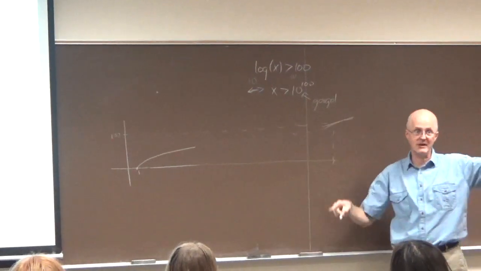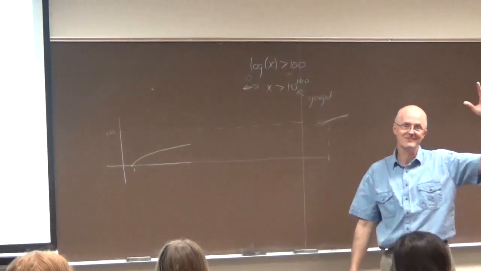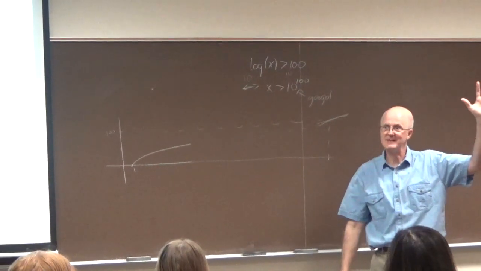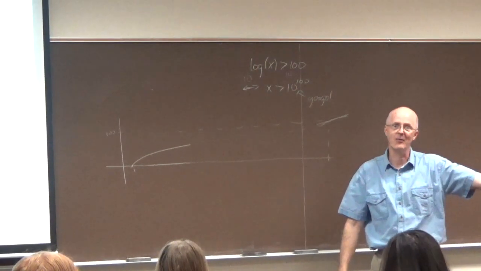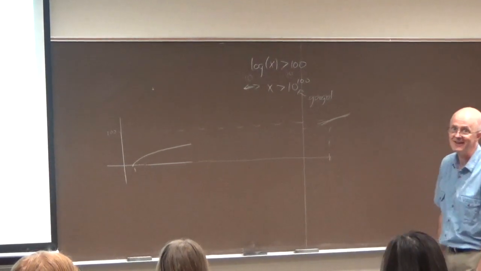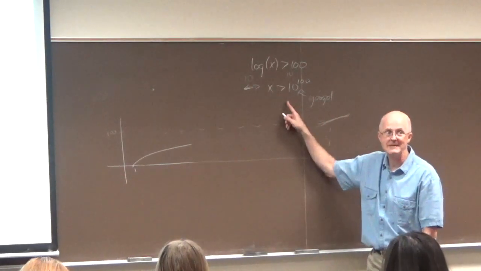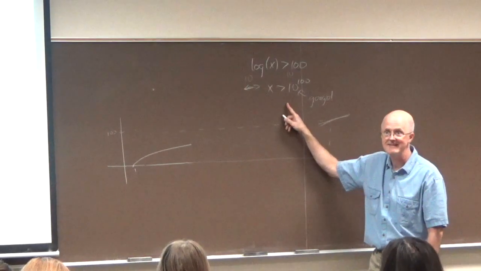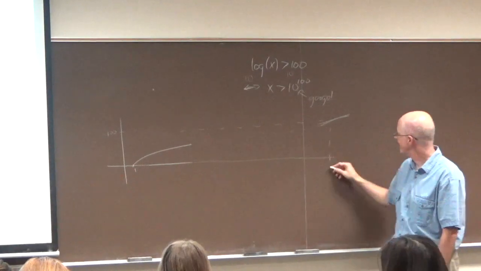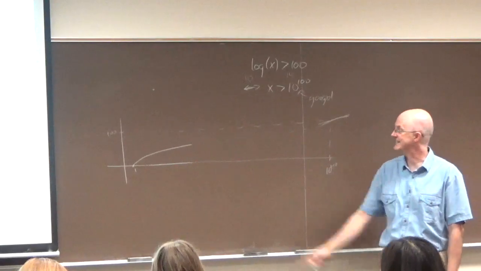Does anybody know the story about how the number Google got its name? Some mathematician thought about this number and asked their child, what should I call this number? And the kid said, a Google. And so the name stuck, okay? One with 100 zeros in it. More than the number of atoms in the observable universe. That's how big it is. That's how far you'd have to go for log base 10 of x to get above 100.